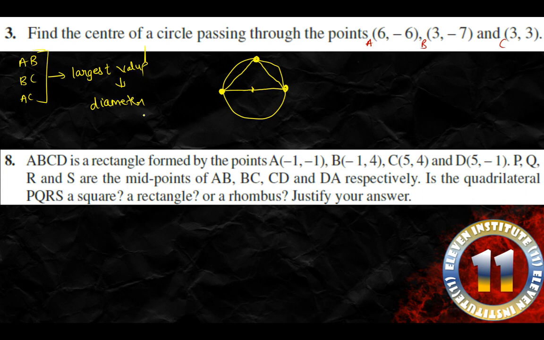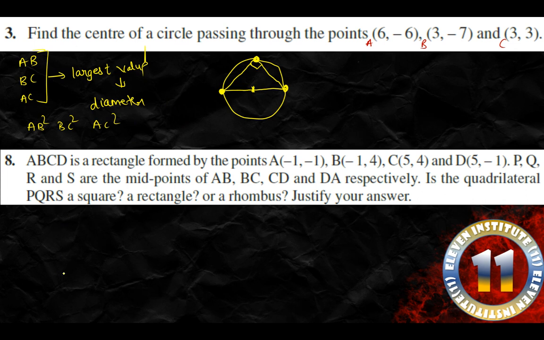The center. Second logic: suppose you find first AB square, BC square and AC square. By adding any two small, we get a larger one. It means that this angle is right angle. If this angle is right angle, then this is a semicircle. And in semicircle, the hypotenuse is the largest side, and ultimately the hypotenuse is our diameter. So such a logic will arise that any two points are the end points of the diameter and its center we will get from the midpoint formula, right? Try it, and if it does not work out, you can ask me in doubts.